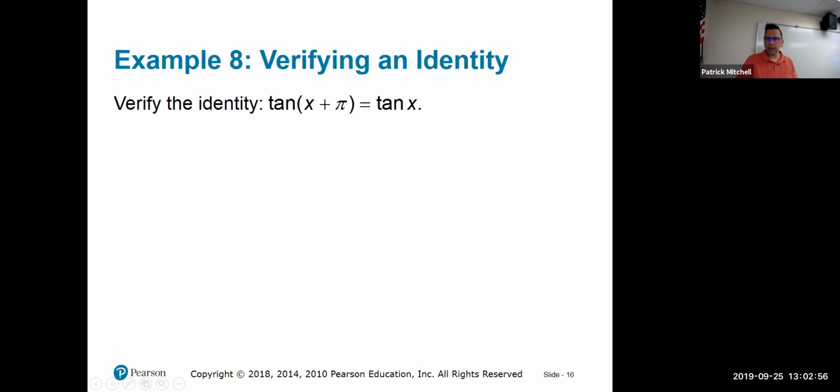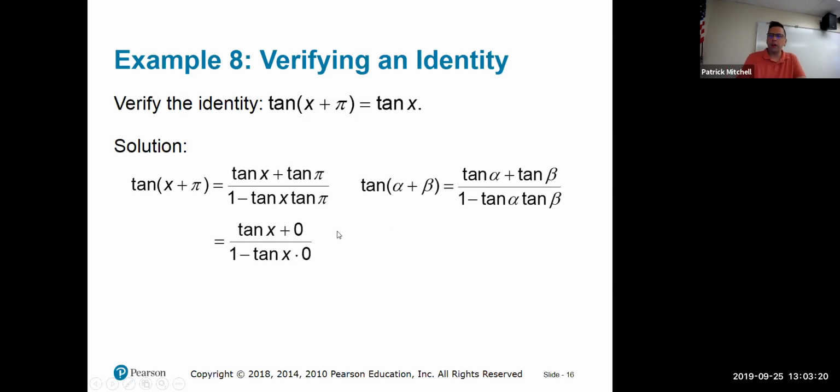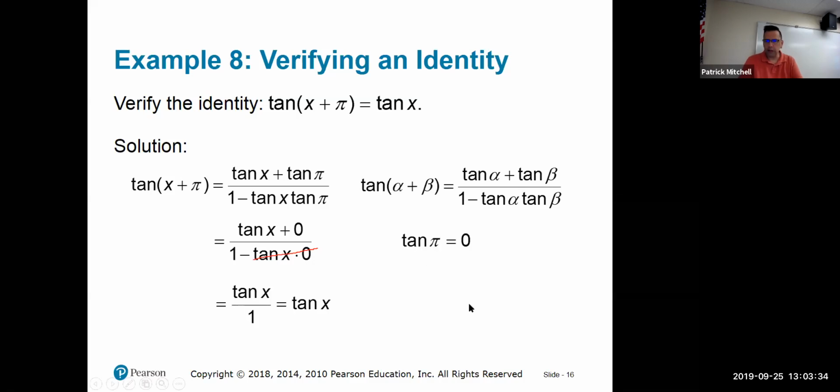So the way that we're going to do this is we're going to start with the tangent of x plus pi. And we're going to use our addition formula to write that as the tangent of x plus the tangent of pi over 1 minus tangent x times tangent pi. And of course, the tangent of pi is 0, right? So that leaves me with tangent x plus 0 over 1 minus tangent x times 0. So this is going to go bye-bye and just leave me with tangent of x over 1, which of course is tangent of x.